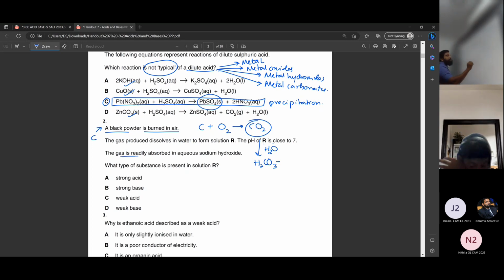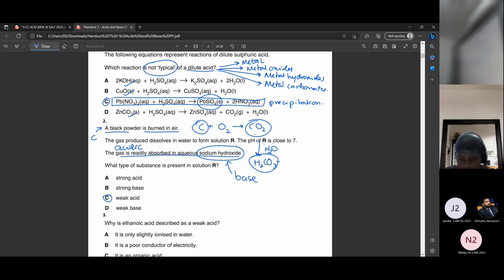The gas is readily absorbed. Here, sodium hydroxide is a base. That means this gas is reacting with sodium hydroxide. The gas is an acidic gas. So all information tallies with carbon dioxide. Therefore, the black powder will be what? Carbon. So what type of substance is present in R? They're asking, is it acidic or basic? Yes, it's a very weak acid, right? It's a very weak acid. So write all the other information also.